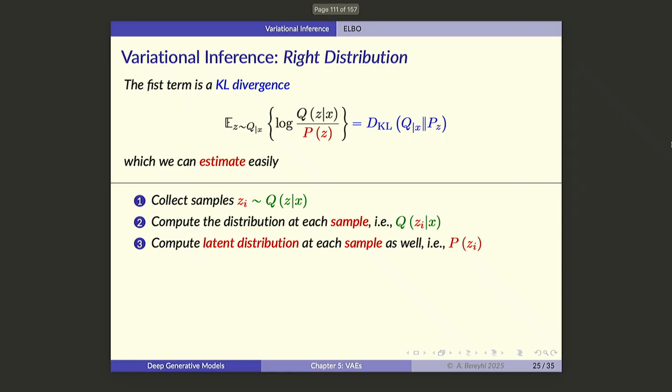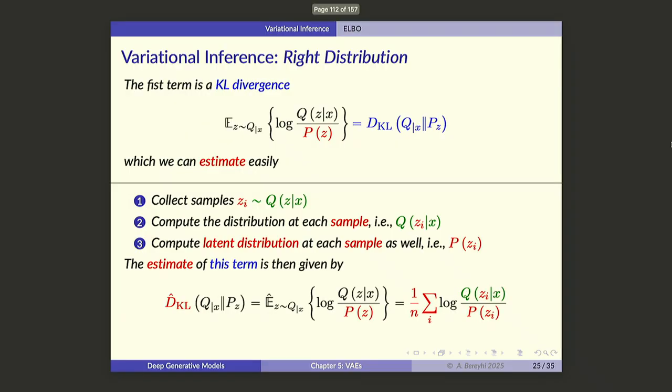So if I want to estimate this guy, I'm going to sample this Q(Z given X). This is the distribution that I have. This is my model, right? And then once I have these samples, I'm going to put it inside P. And then I'm going to estimate this whole expression by this average, right? I can do this estimation. This is something that I can estimate, right? So that is not a big deal. Clear? This is the first term.